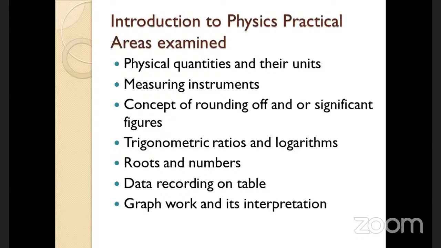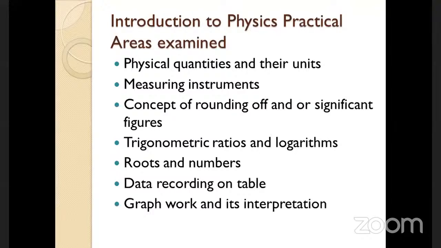But we have several areas. As we introduce you to this physics practical, there are several areas that are examined. One of these areas which is examined is the concept of physical quantities and their units. When you are always introduced to physics in Senior 1, even the first thing they always look into is this. Physics is all about talking about the physical quantities, and then certainly how to measure them.